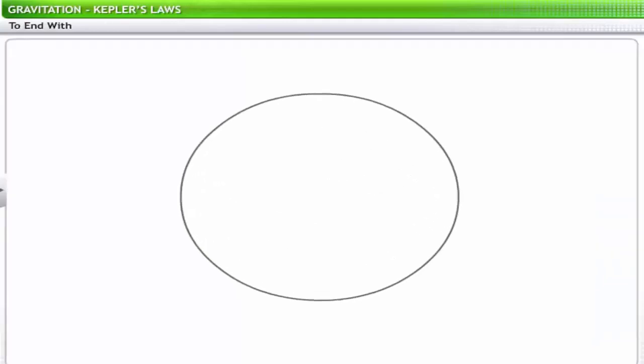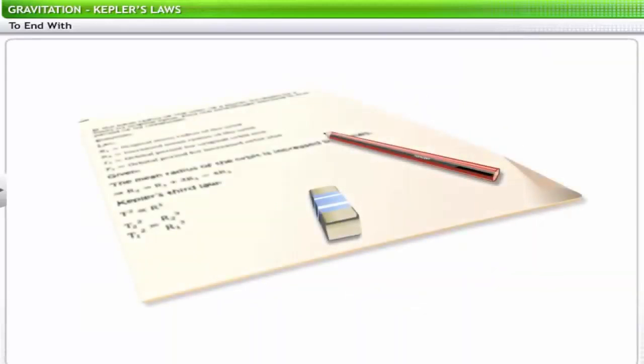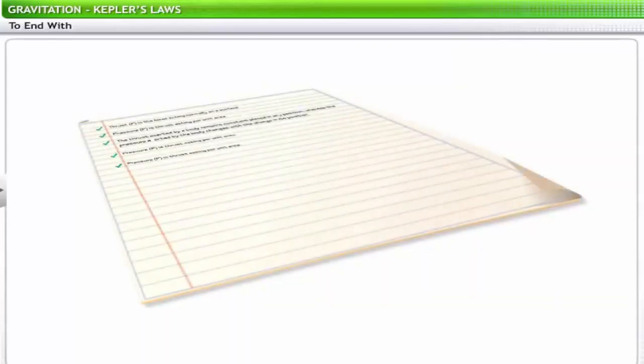This brings us to the end of this lesson on Kepler's laws of planetary motion. In this lesson, you learned about Kepler's 3 laws of planetary motion. The section on solved problems provides you an opportunity to review some model problems based on these concepts. To revisit the key points covered in this lesson, please review the flashcard at the end of this lesson.